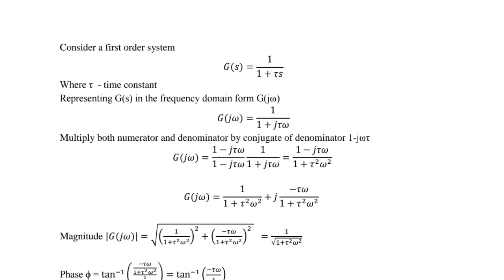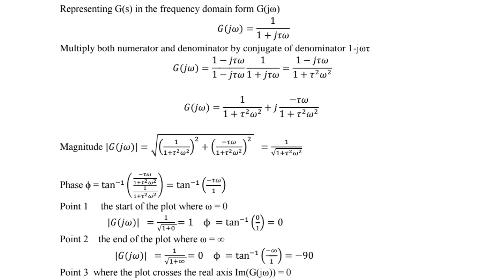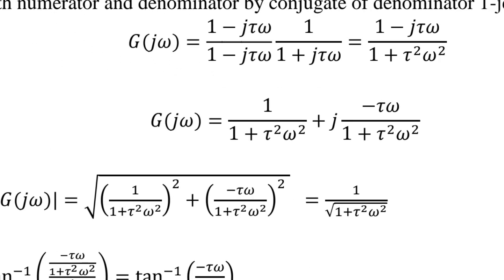Now we are taking a first order system. Here G(jω) is equal to 1 divided by 1 plus τs, where τ is the time constant. For the frequency response, you have to substitute s equal to jω. Now multiply both numerator and denominator by the conjugate 1 minus jωτ. After that, your function becomes G(jω) equal to 1 divided by 1 plus τ²ω², plus j times minus τω divided by 1 plus τ²ω².